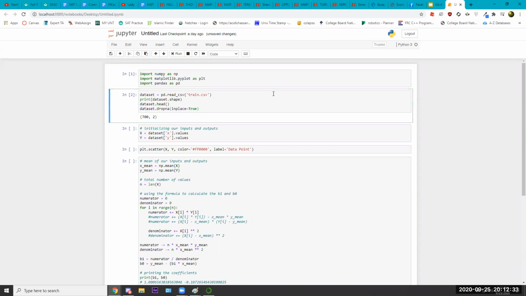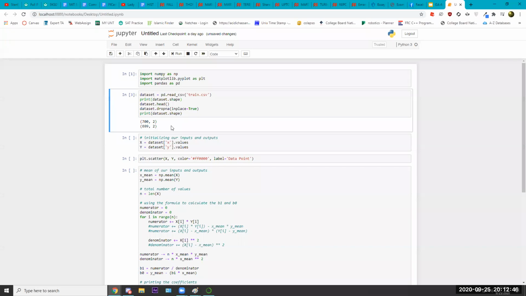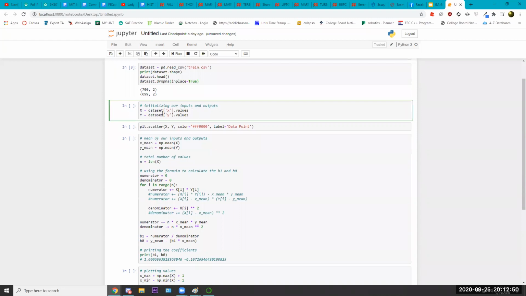You can see our data set shape is 700 rows, 2 columns. If we do another print after we drop, we can see it dropped 1 row. Now we have 699 rows. And now this is initializing our x and y vectors. Remember, we were denoting it xi, yi. So that's how we're starting.